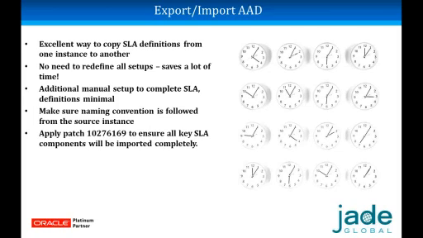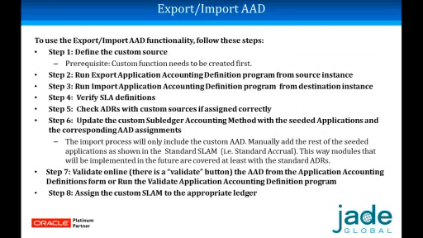The next step is to run the Export Application Accounting Definition program from the source instance. The third step is to run the Import Application Accounting Definition program from the destination instance. And then you verify the SLA definitions if they've come through. Check the Subledger Accounting method, the accounting application definition, journal line definition, and so on. Check the account derivation rules with custom sources if they are assigned correctly. Make sure that they are there.